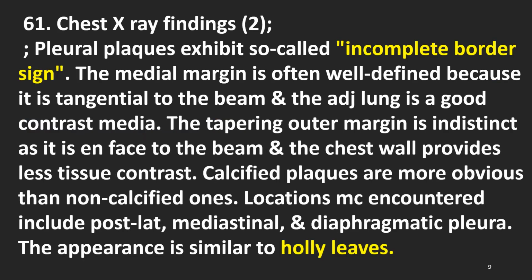Chest X-ray findings. 2. Pleural plaques exhibit the so-called incomplete border sign. The medial margin is often well defined because it is tangential to the X-ray beam, and the adjacent lung is a good contrast medium. The tapering outer margin is indistinct as it is en face to the X-ray beam, and the chest wall provides less tissue contrast.